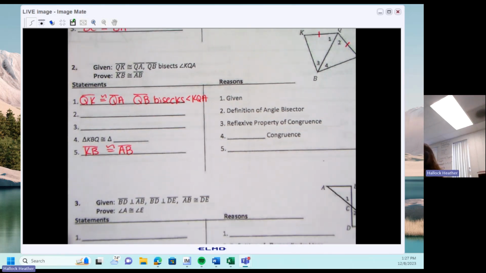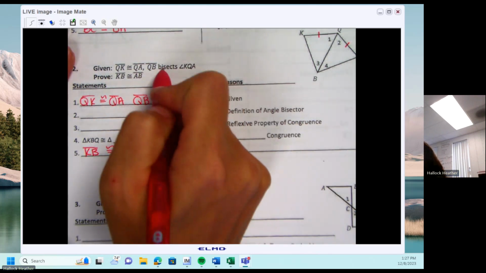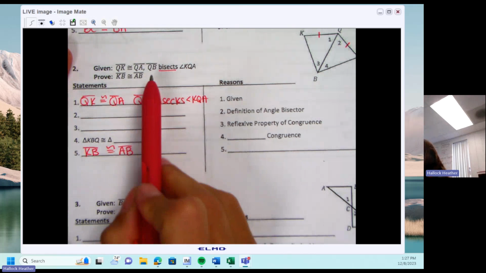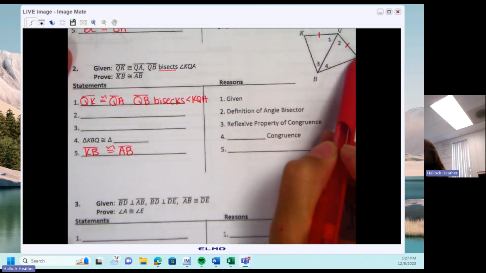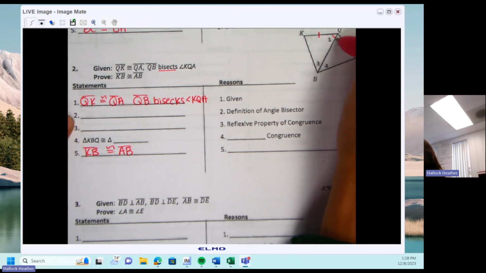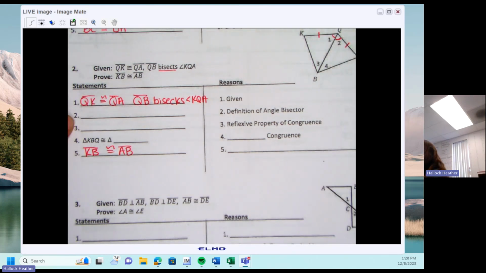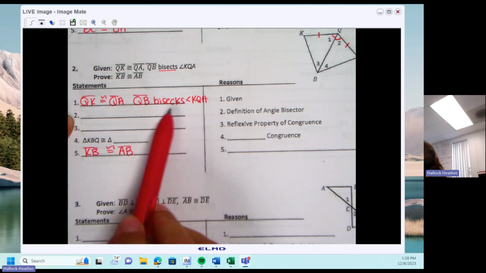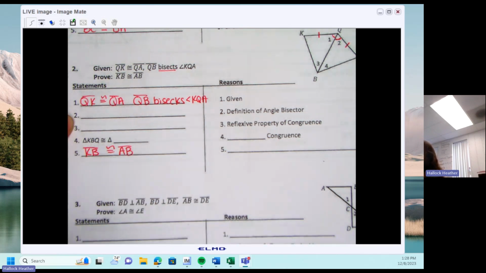Okay. Does anybody remember what the word bisects means? It splits it in half. So QB bisects KQA, meaning it's split in half perfectly. So because I know that, I can say that this angle and this angle are congruent to each other because it's an angle bisector. The reason is the definition of an angle bisector. So what do I know if it's an angle bisector? What do you think I'm going to put? QB? No. QB is the angle bisector, but what is it actually creating? The angles. It's creating congruent angles.